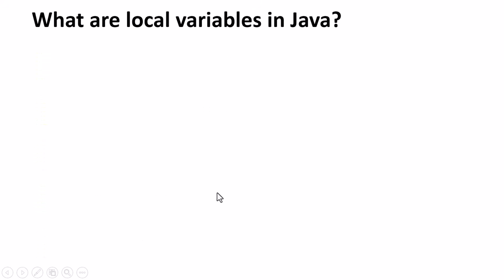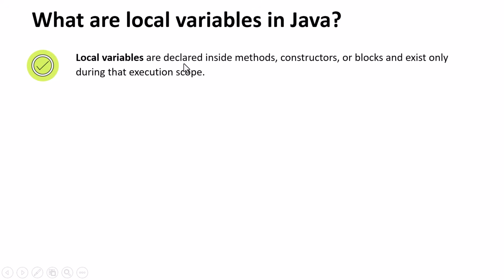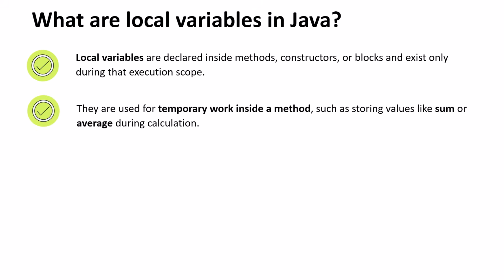Next question. What are local variables in Java? Local variables are variables declared inside a method, constructor, or block. They are created when that method or block starts execution, and they are destroyed when the execution ends. This means local variables are used only for temporary work inside a method.